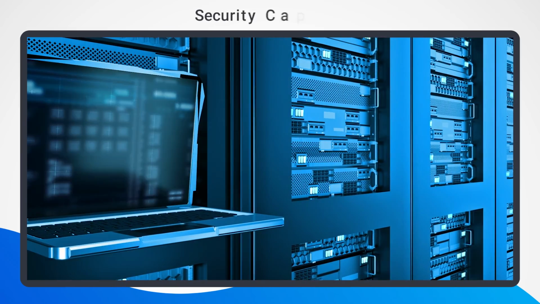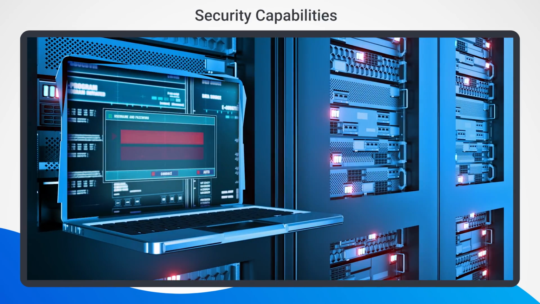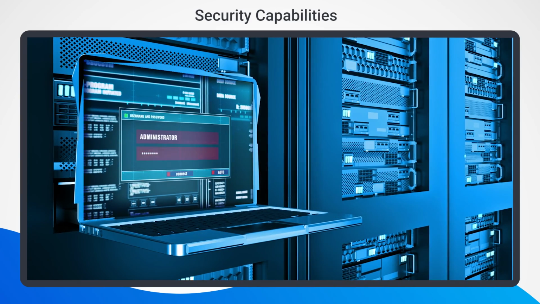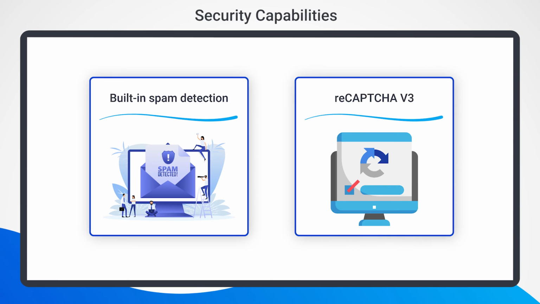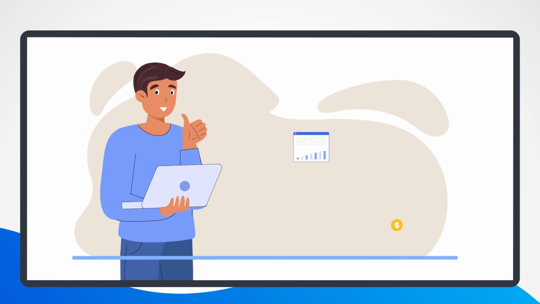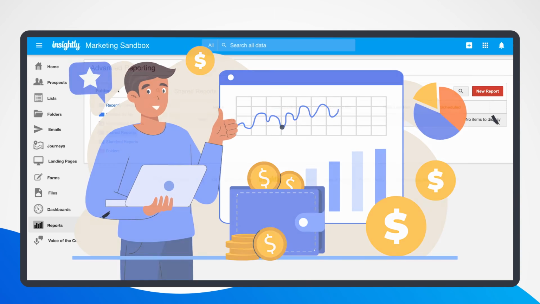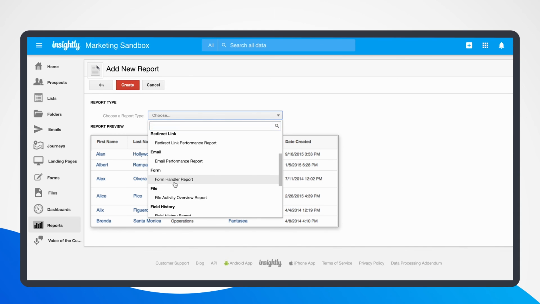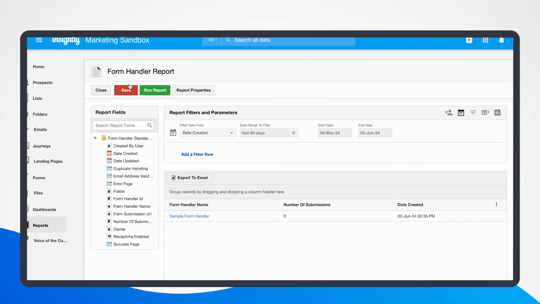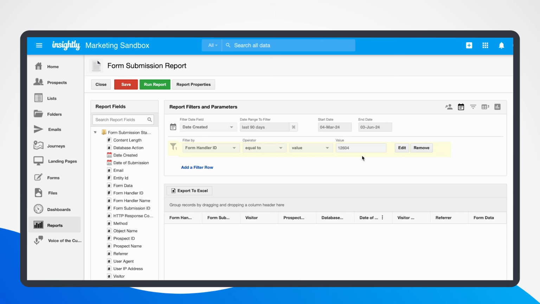Have security concerns? Insightly Marketing form handlers have several anti-spam capabilities, including built-in detection and the ability to add reCAPTCHA v3. You can also take advantage of data validation, autofill, and more. Curious how your forms are performing? Check the built-in form handler report to review your created forms and their submissions. You can then add filters to the report to narrow your search.